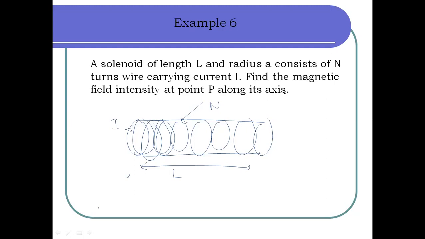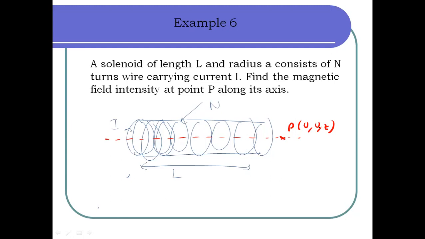We need to find the magnetic field intensity at point P along the axis. The axis of this solenoid is here. Let's say P is here, having a coordinate of 0, 0, Z, where Z is a variable. We need to find the H field produced by this solenoid structure having a length of L with N number of turns and carrying a current of I, at the point P having a coordinate of 0, 0, Z.